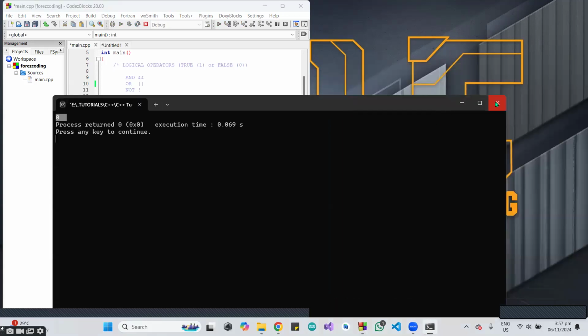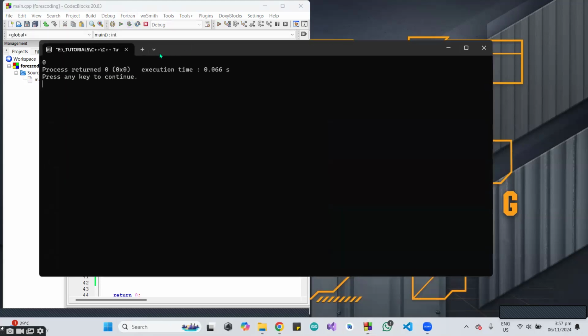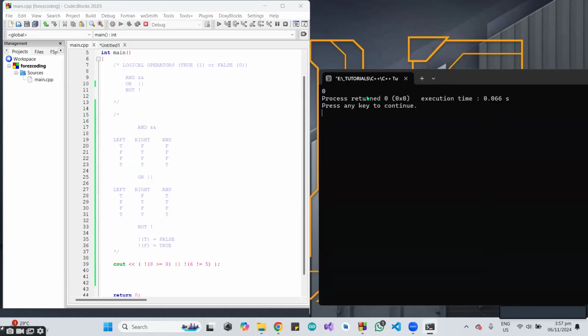How about we change the logical operators to or? So let's try to run the program first, and we still get the value of 0. Because in our operation, false or false is false. Therefore, the final answer is false.